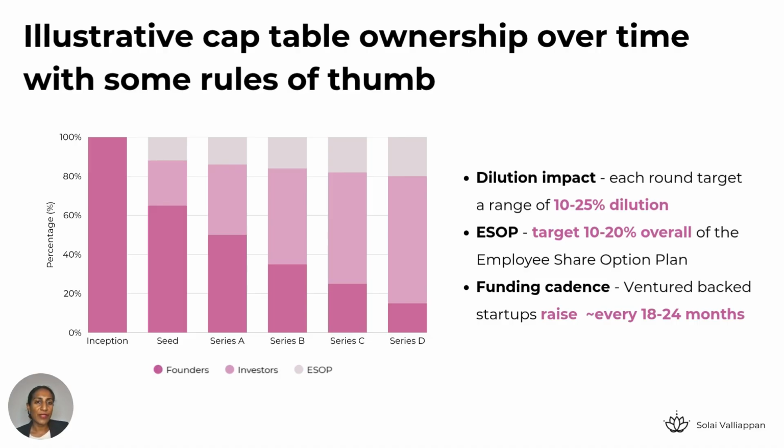The graph that we have here shows the founders in the dark pink and then investors in the lighter pink, and then we've got an ESOP allocation here as well. As you raise capital, you've got the founders who are diluting. Existing investors will also dilute, but then you'll also have new investors coming in as well. So this is just a little bit of a reminder of how a cap table will look over time.